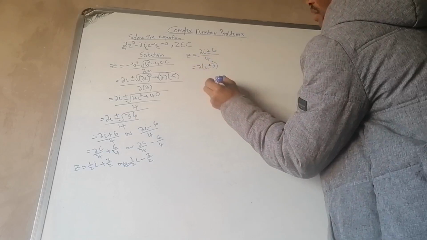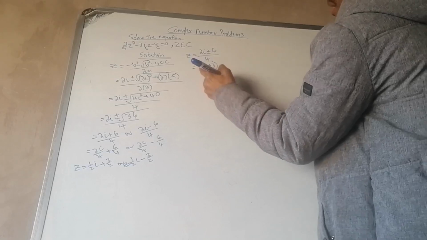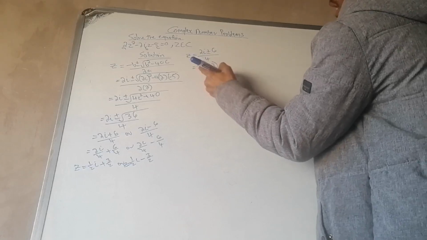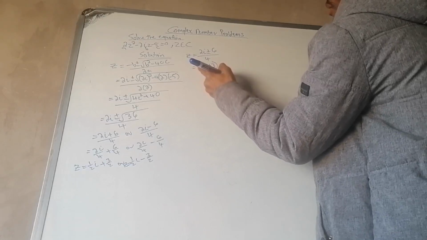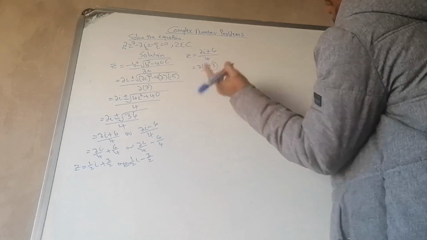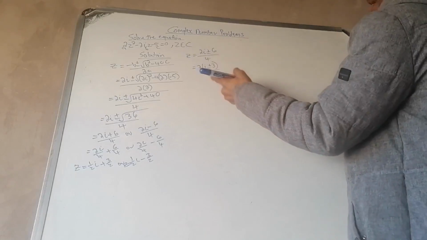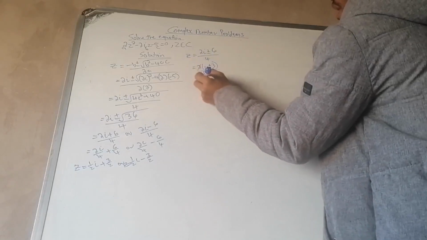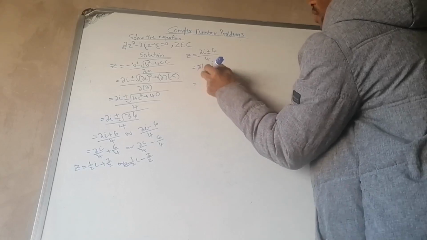Are we fine? All over 2. Yes, 2 times i, it's 2i, and then 2 times 3, it's 6. Yes, there's a common factor of 2 there, and this is what you will find. And this should give you, sorry, this is 4, I'm very sorry.